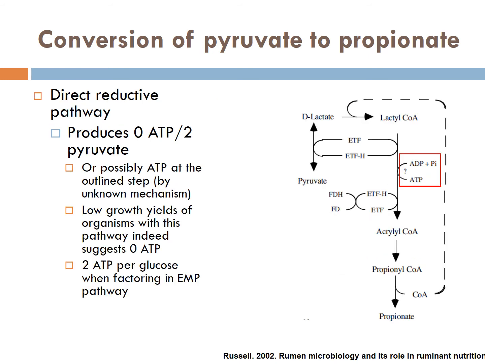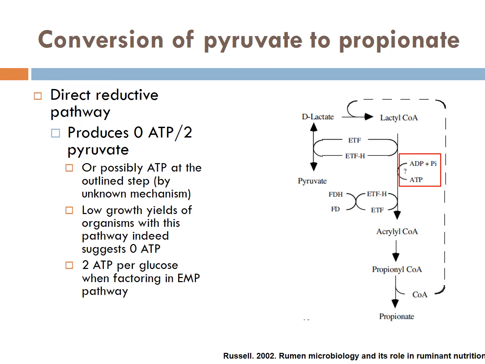The second pathway for producing propionate is a direct reductive pathway. This likely produces no ATP per pyruvate. Some have speculated that ATP could be produced at the final step by an unknown mechanism. ATP synthesis has not been shown, but the energy change at this step is large enough that it could support ATP synthesis. The low growth yields of organisms with this pathway indeed suggest that no ATP are yielded.